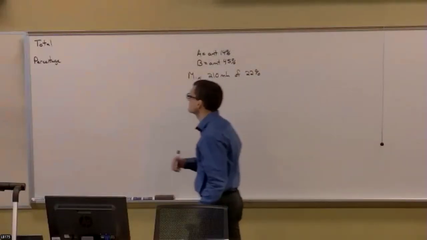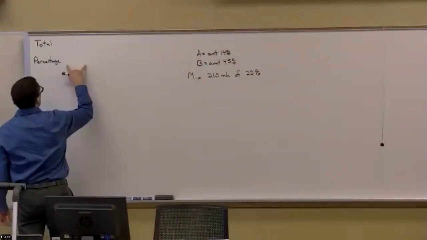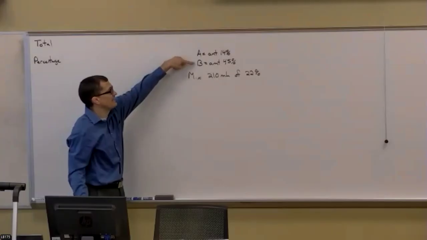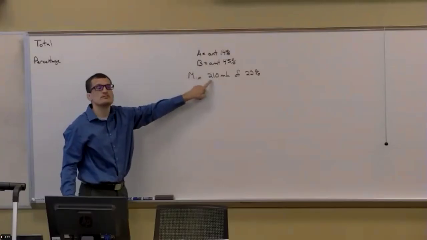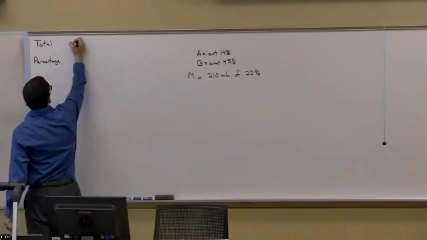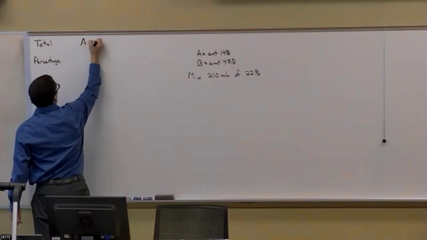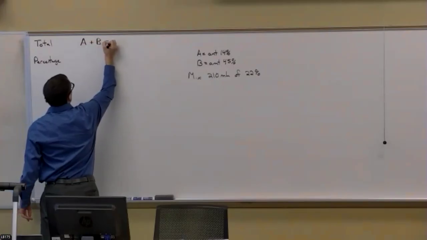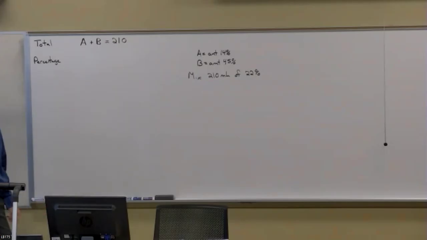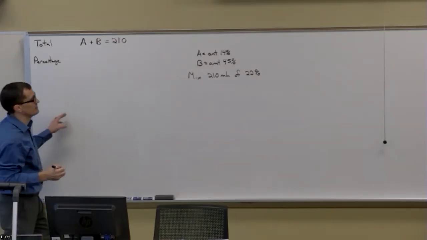So here are the two equations. The first equation is the total. I need to add A and B together to make 210 milliliters. So that's the total equation. A plus B is equal to 210. Okay with that?